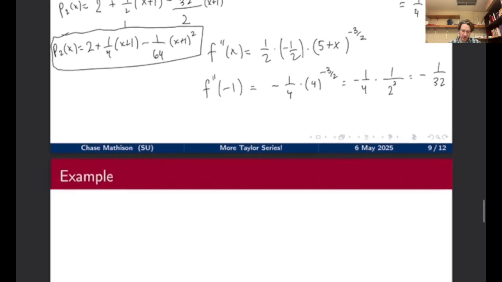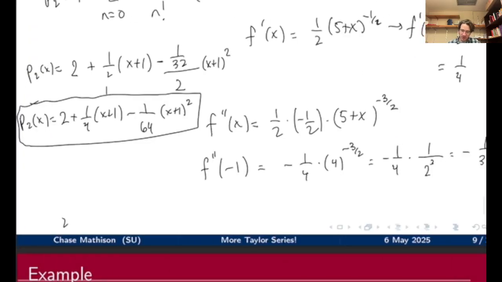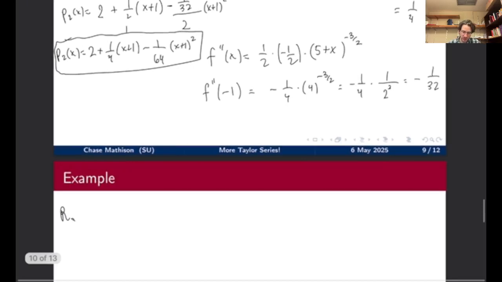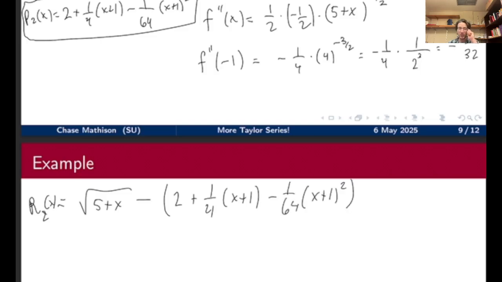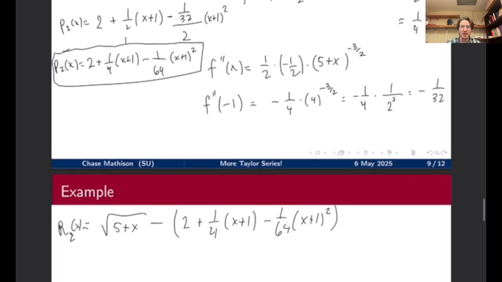And the remainder, R2 of x, just looks like square root of 5 plus x minus the quantity 2 plus 1/4 times x plus 1 minus 1 over 64 times x plus 1 squared. If you want to distribute the negative, you can, but let's go to Desmos and make sure that this matches up with the curve that we're looking at.